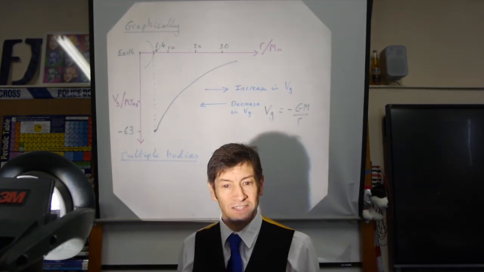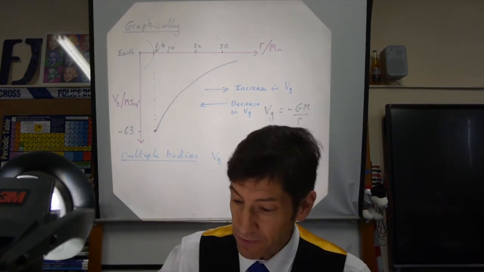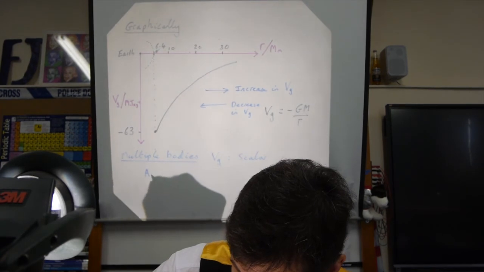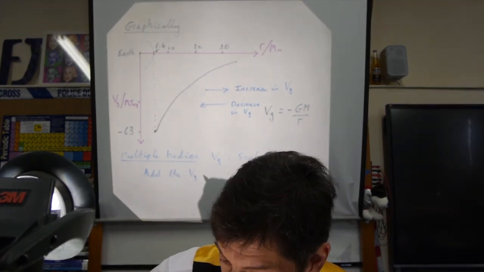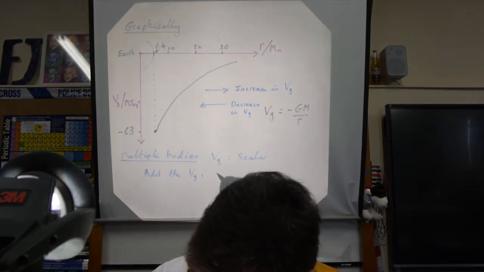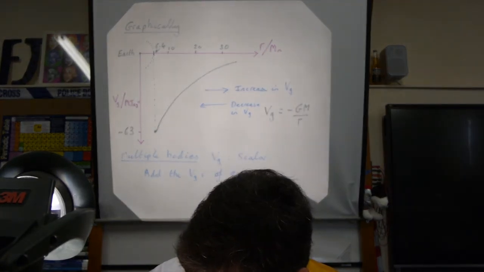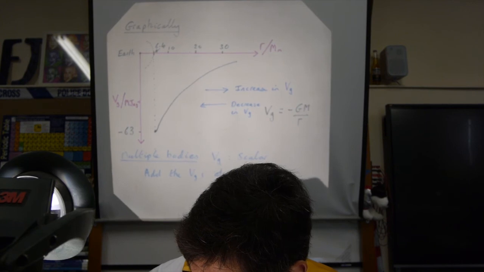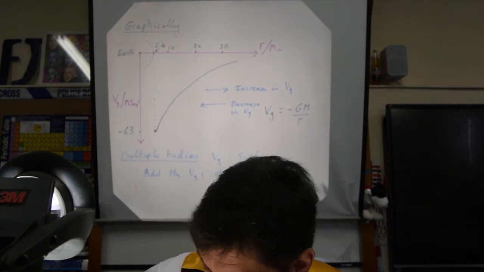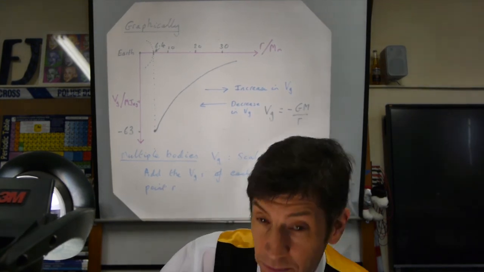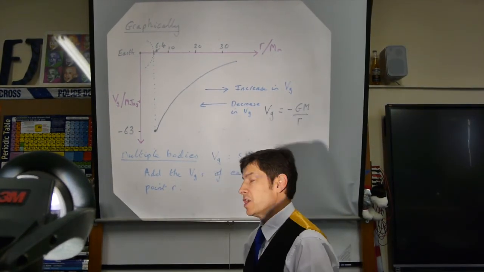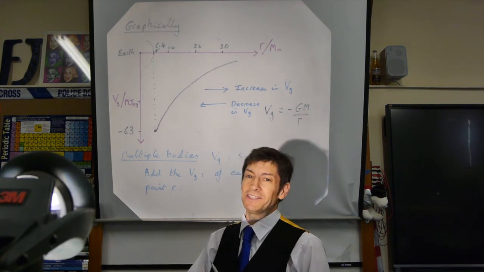And that's the key to this one. So all you do, because it's a scalar, is add the Vg values, the Vgs, of each body, each mass, at point R, at the point you're at. Okay, so that could come up at A level, I guess.